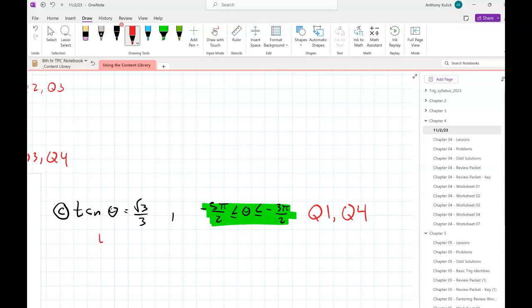Now the tangents are tricky, right? Because tangent isn't just x or y, it's y over x, right? So I have to look at both. So if it's y over x, then I'm looking for the place where the x coordinate is 3 and the y coordinate is square root 3, right? Do you see any of those spots on the unit circle? Where the x is 3 and the y is square root 3? I don't. Okay, what's going on then, Mr. Kulik? Did you give us a bum problem? I did not. There is.